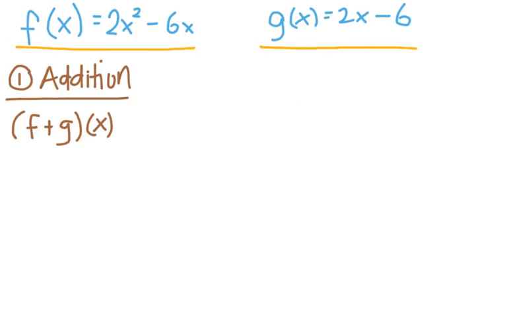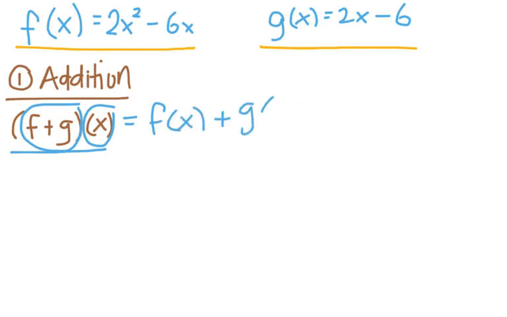It says that if we have (f + g)(x), with x in the bracket like this, this doesn't mean that we want to multiply with x. This means that we are dealing with functions. And what we want to do is add function f with function g. So we substitute the functions into our operation.